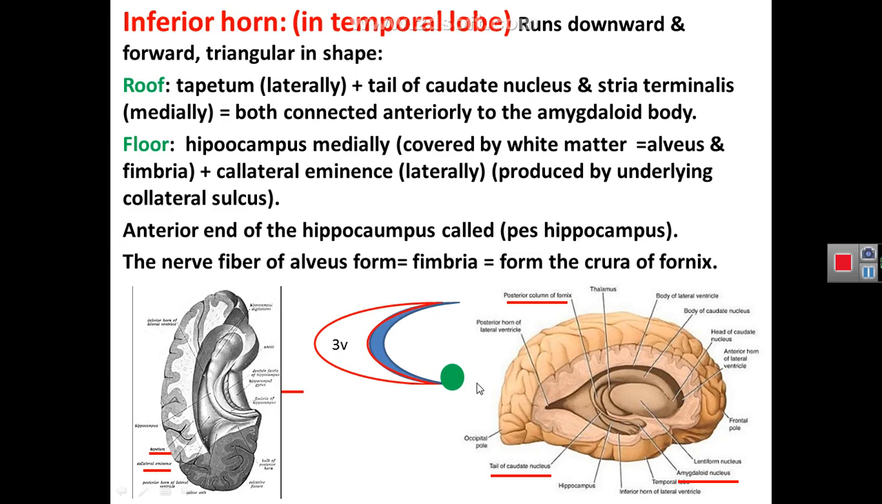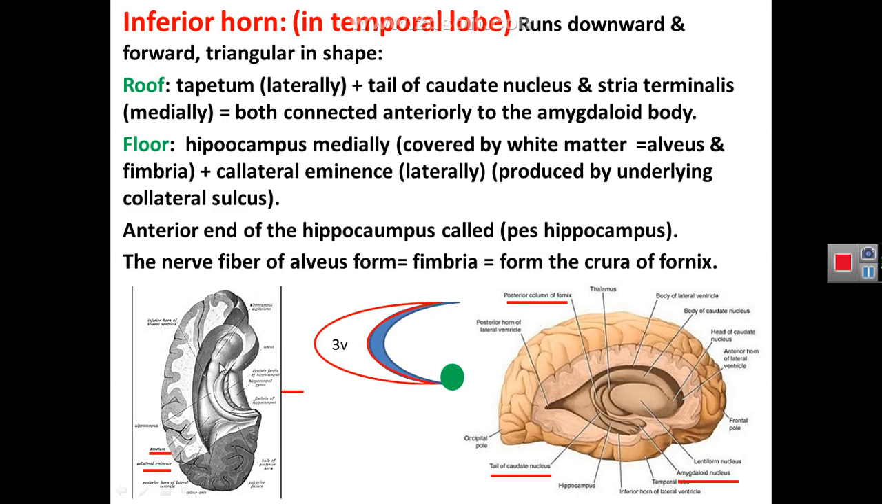The floor of the inferior horn of lateral ventricle is formed by many structures. Medially, it is formed by a swollen gray matter called hippocampus. The anterior end of this swollen hippocampus is called pes hippocampus. The hippocampus will be studied later on with the limbic system.